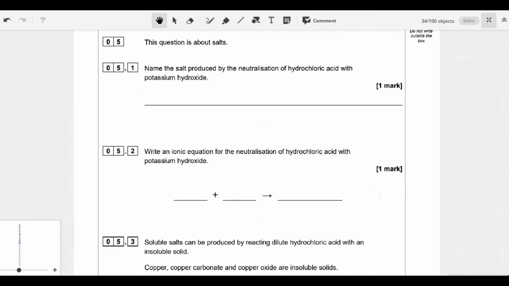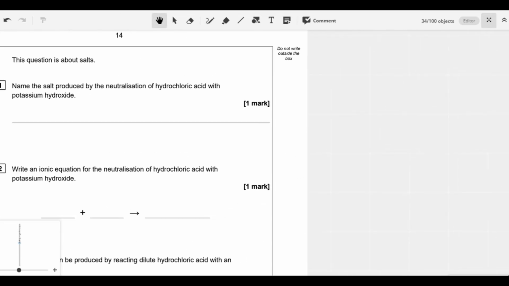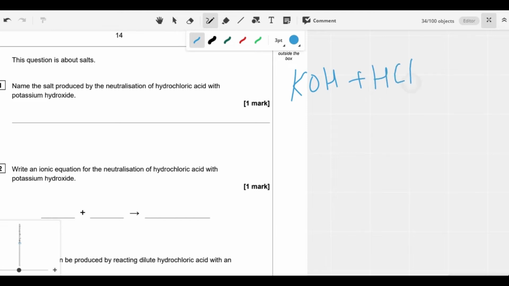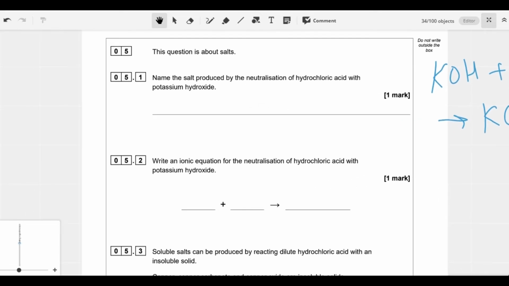Okay, now the next one, this question is about salts. Name the salt produced by the neutralization of hydrochloric acid with potassium hydroxide. So here you can write the equation. KOH reacts with HCl, it will form the salt, that will be KCl plus H2O. So you have to write the formula or the salt name, that is potassium chloride, or you can write KCl.